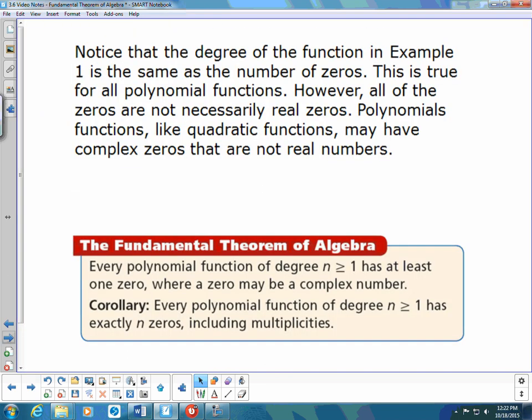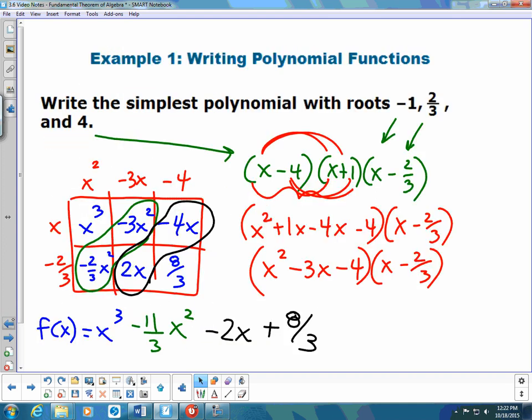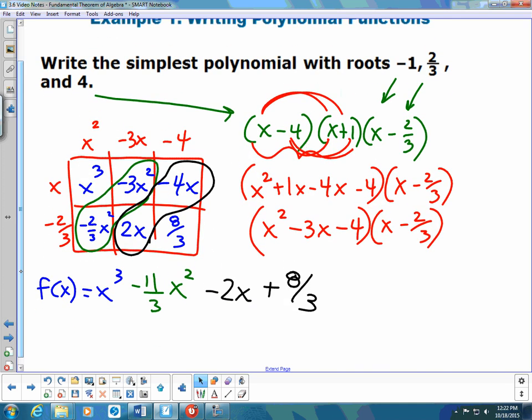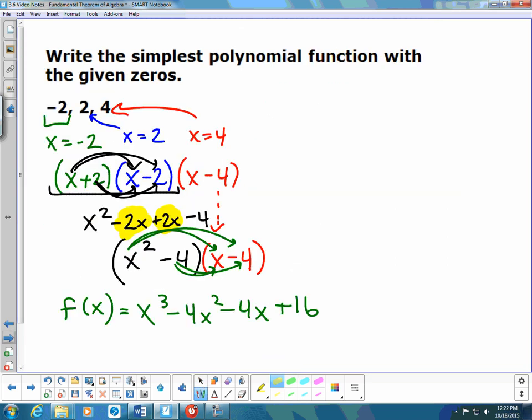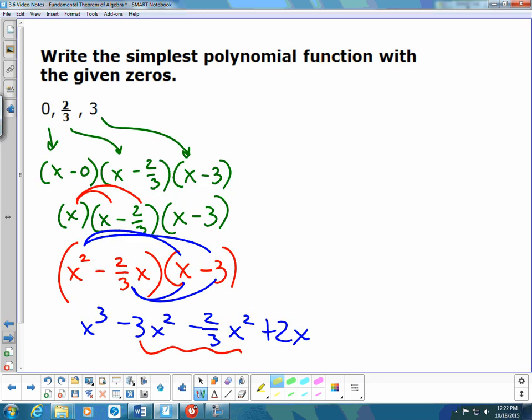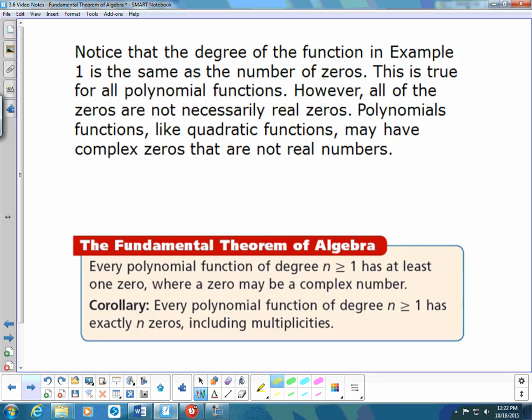Now, if you notice, for the degree of our function in the three examples we just did, they always ended up being the same as the number of zeros. So in example 1, I had 3 zeros, and my highest power ended up being x to the third. I think all three examples we did were just like that. I had 3 zeros, I had x to the third. So if I had 4 zeros, I'd have an x to the fourth, 2 zeros, an x squared, for example.